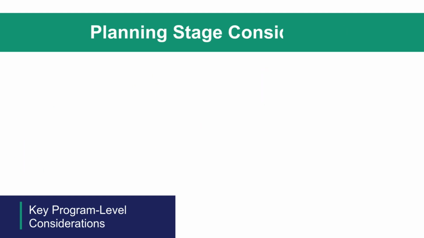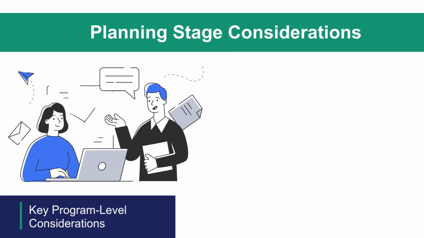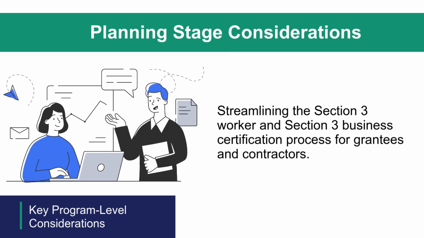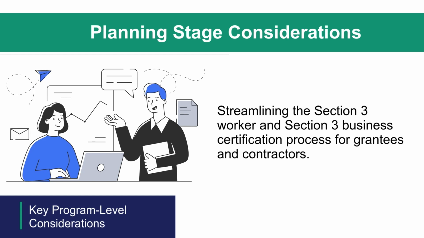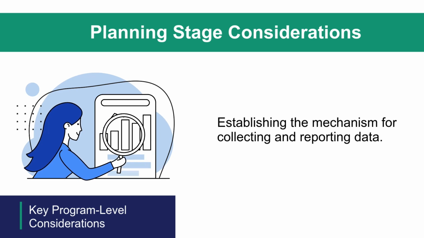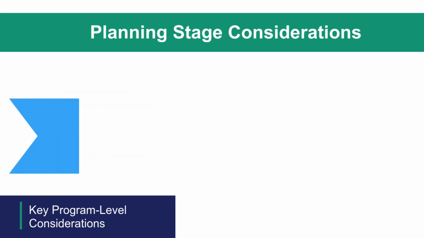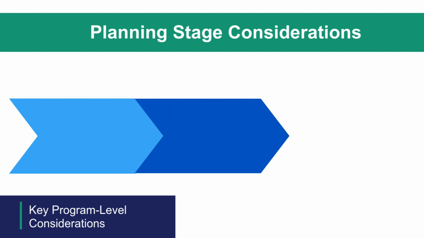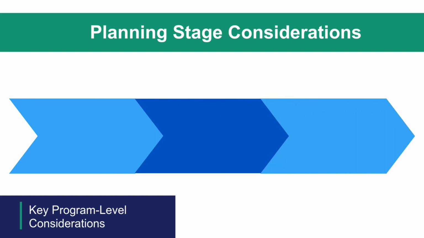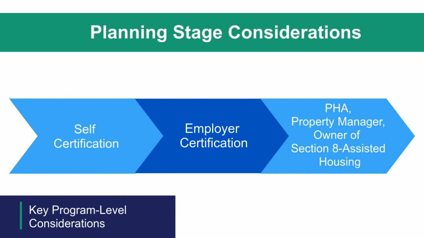There are also key program considerations that can be made at the planning stage, including streamlining the Section 3 worker and Section 3 business certification process for grantees and contractors, and establishing the mechanism for collecting and reporting data. For certification, grantees may establish a process for the different types of certification methods, including self-certification, employer certification, or certification from a PHA or property manager or owner of Section 8 assisted housing.